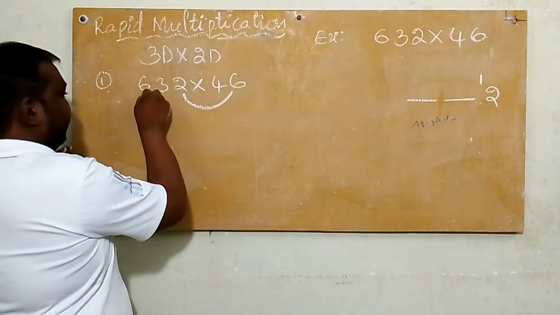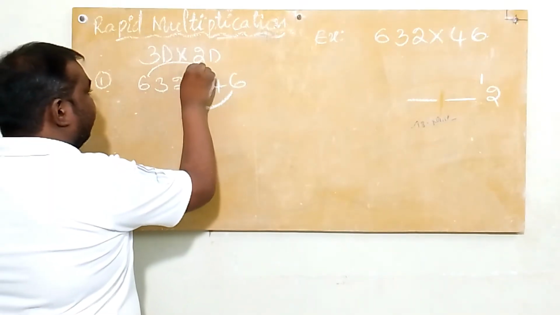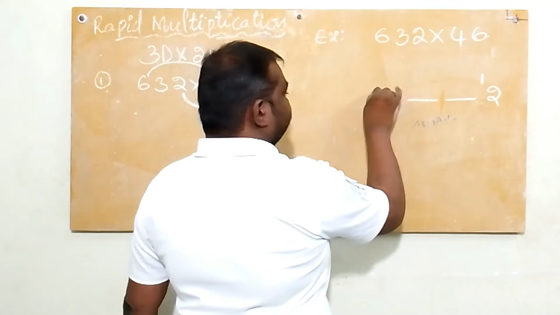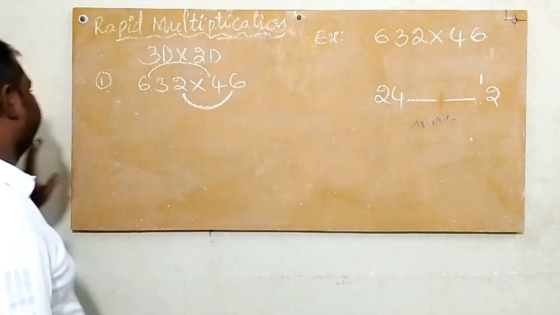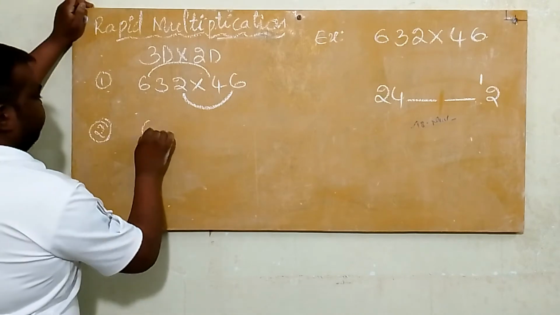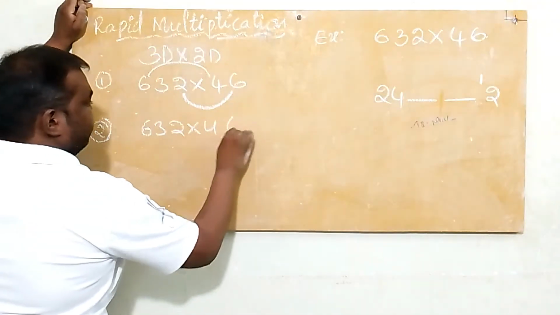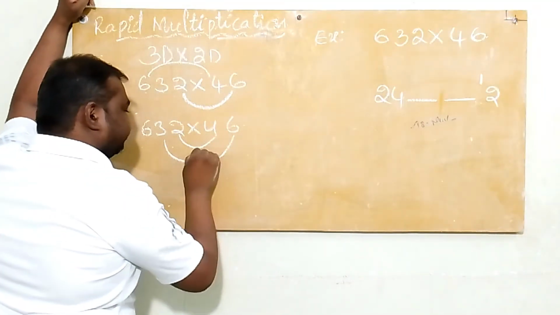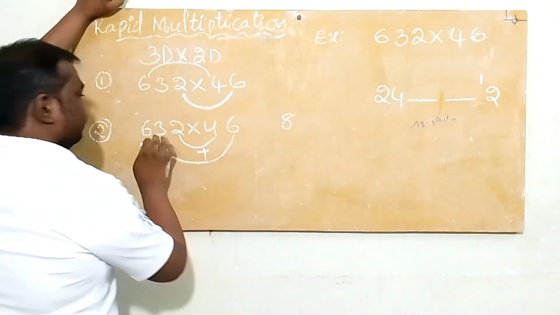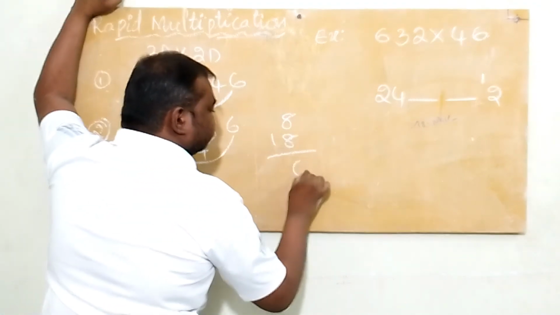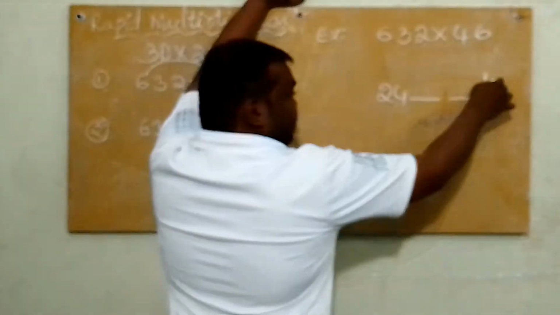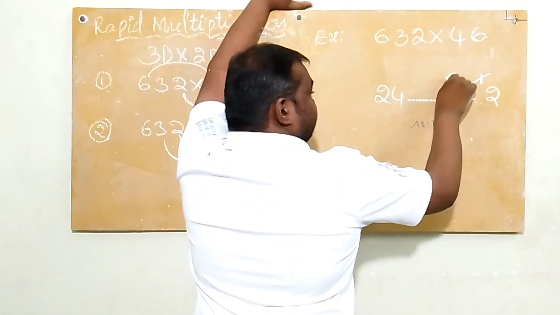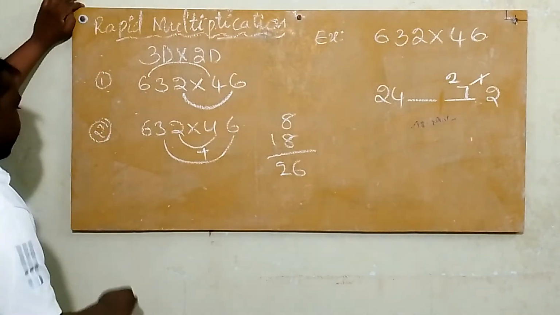Next, 6 times 4 is 24, write it very clearly as usual. Next, the second step is: 2 times 4 is 8, 3 times 6 is 18, so 26. Just cut 1, add to 26, that is 27. Next, the final step, the third step.